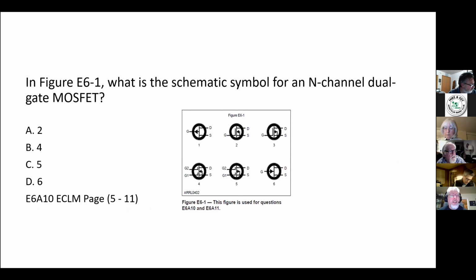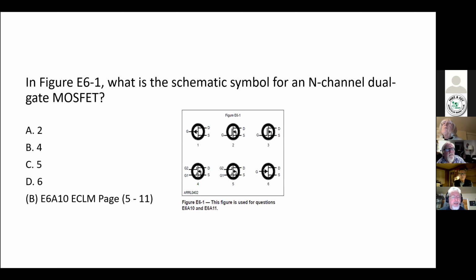In figure E6-1, what is the schematic symbol for an N-channel dual gate MOSFET? A, number 2, B, number 4, C, number 5, or D, number 6? Dual gate N-channel. Correct answer is Bravo, number 4.